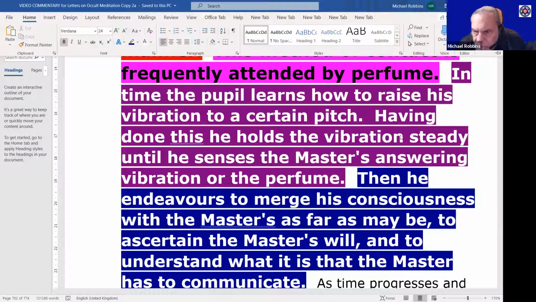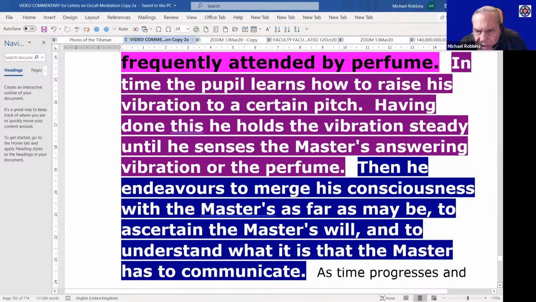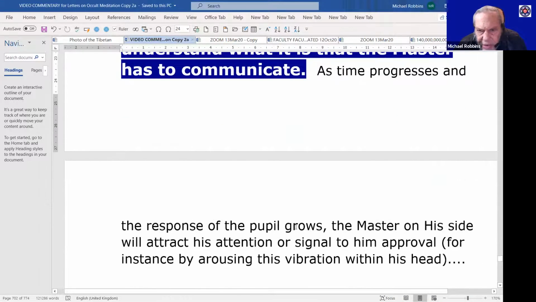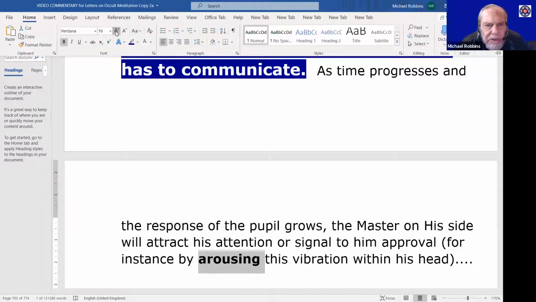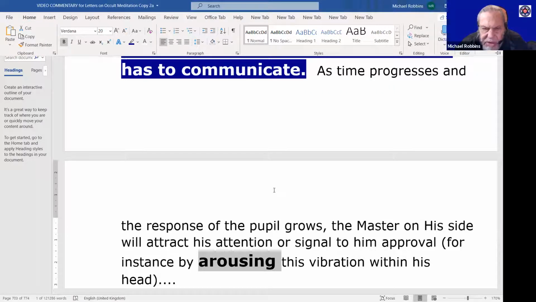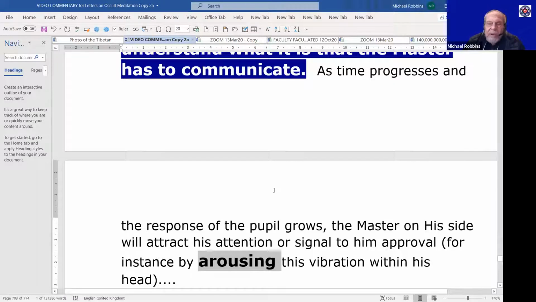And as time progresses and the response of the pupil grows, the master on his side will attract his attention, to signal to him approval. For instance, by arousing this vibration in the head. So in this case, it's not just the aspiration of the student which is responsible for the vibration, but the master can actually stimulate it even more than might be possible with that answering call.